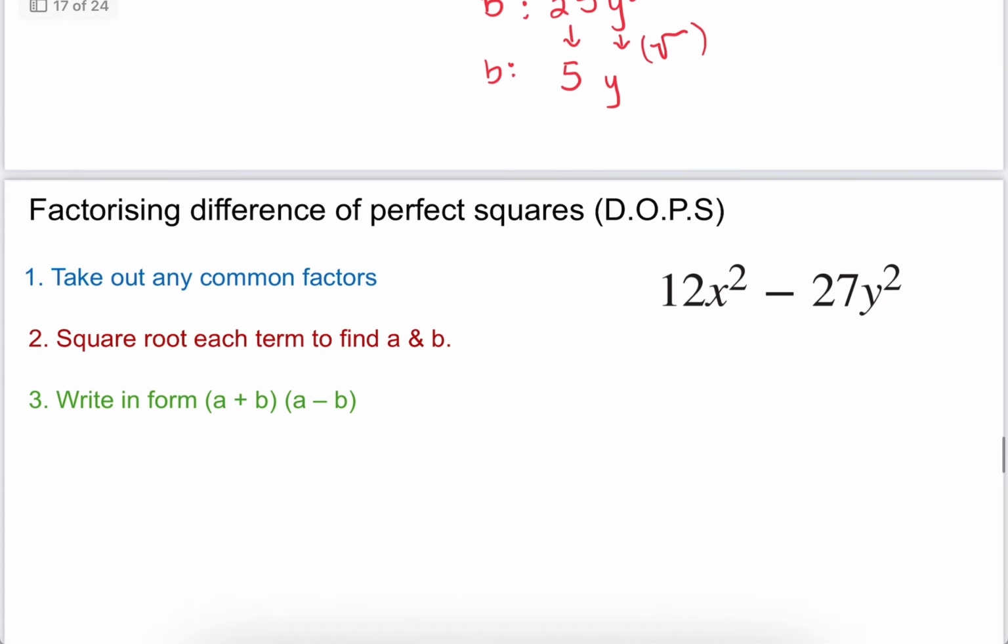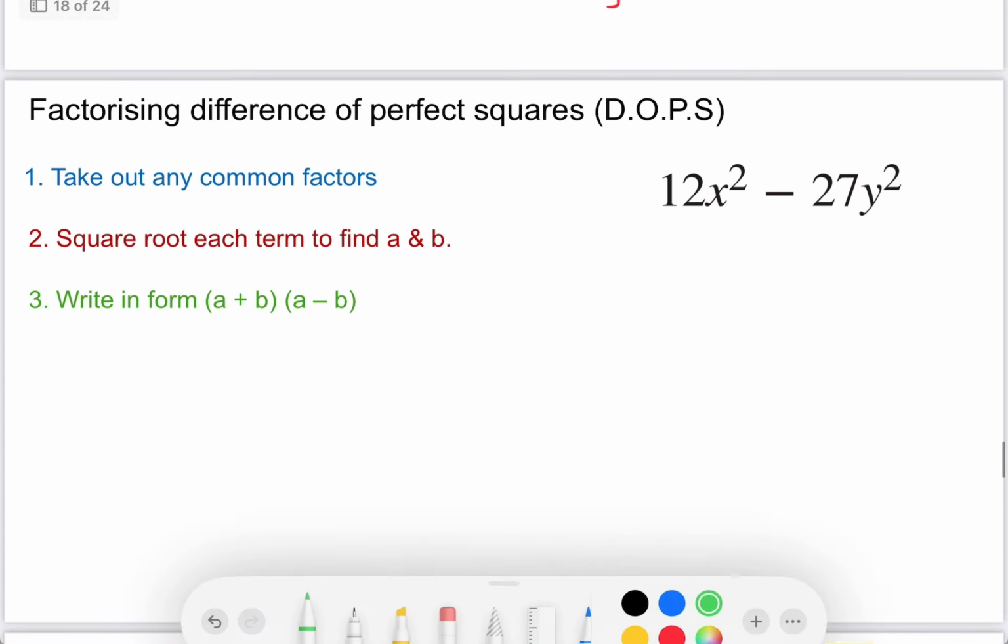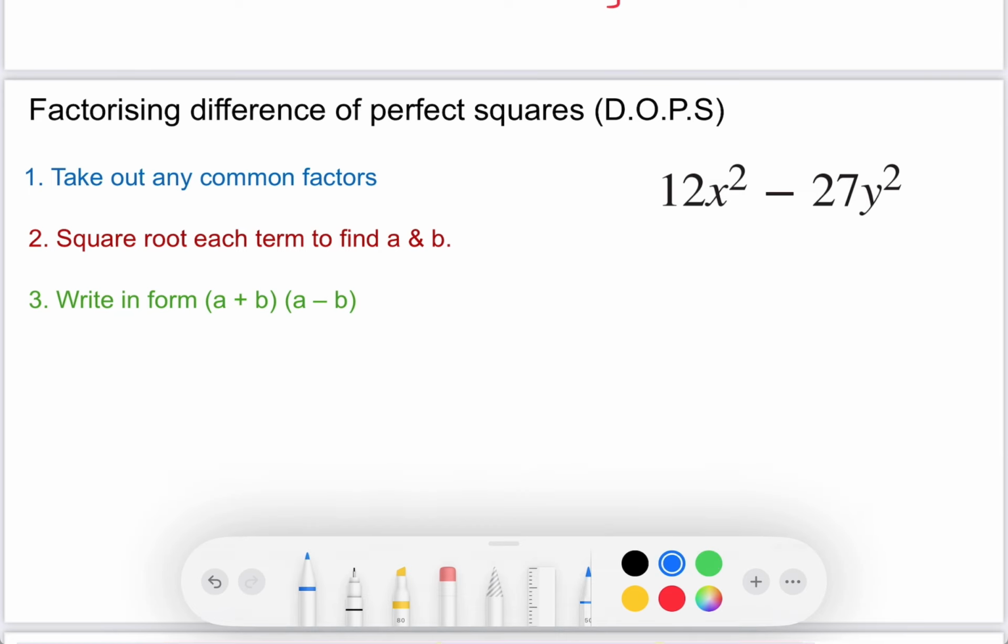Okay, one more example. Let's move through our steps. Take out any common factors, 12 and 27. Finally, we have a common factor. 12 and 27 both have a common factor of 3. So I'm going to take that out first, and then I'm just going to rewrite my expression and deal with steps 2 and 3 next after I've rewritten it.